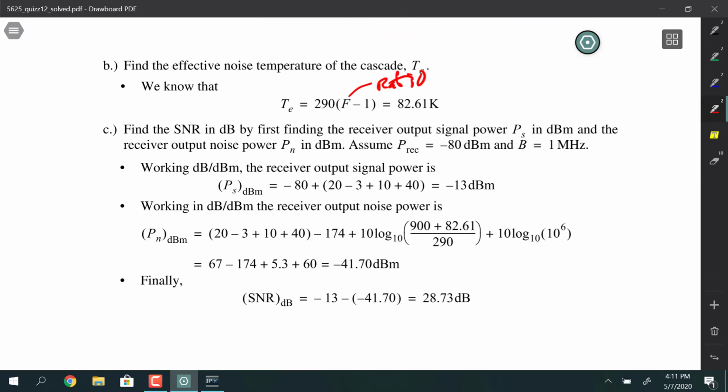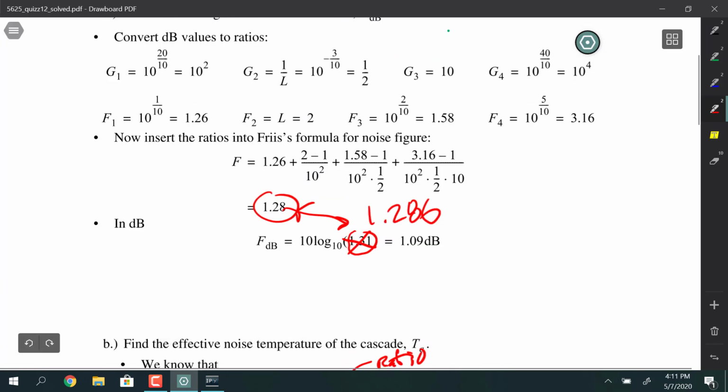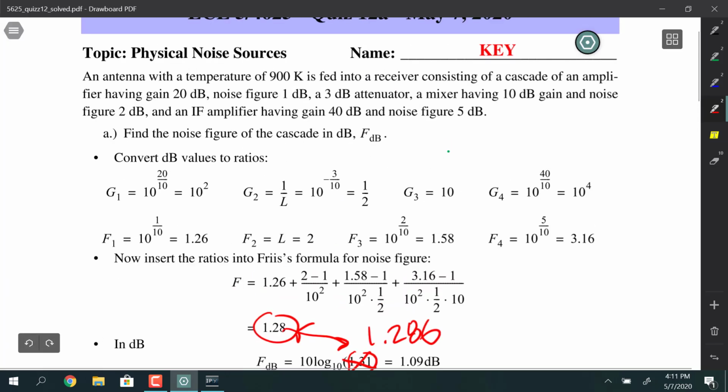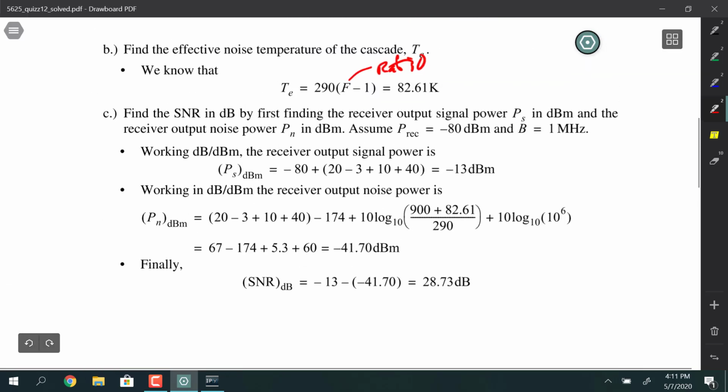And then the other part of this quiz said find the SNR. So this is working through the received signal power, and taking that received signal power all the way through to the receiver output. So you're told that you're getting received signal power of minus 80 dBm, and it's going to be in a bandwidth of 1 megahertz. So now we just work the calculation.